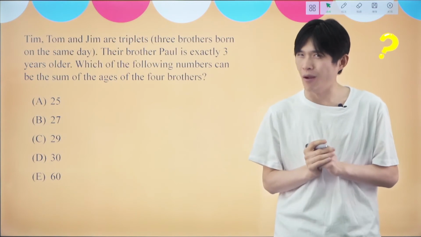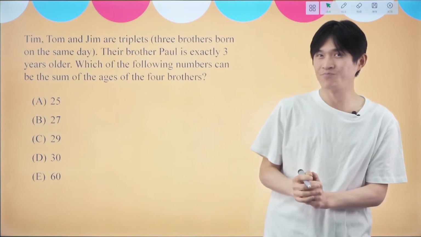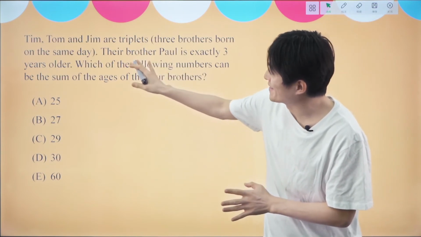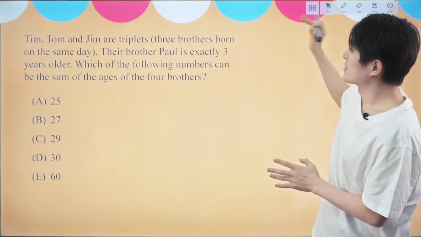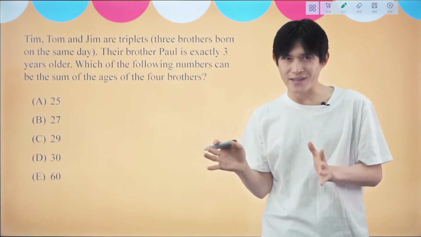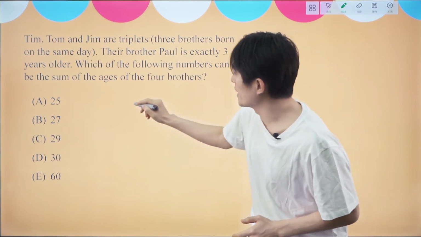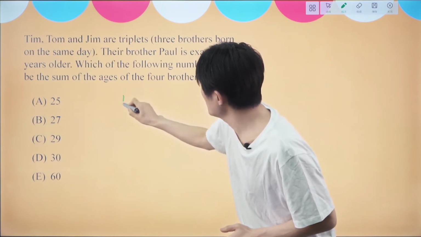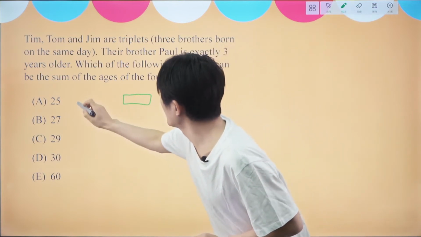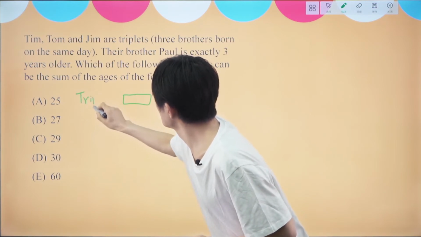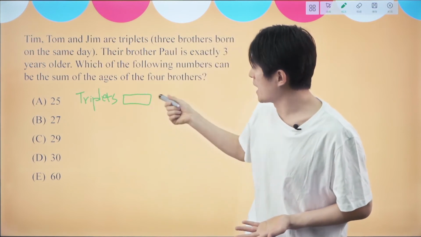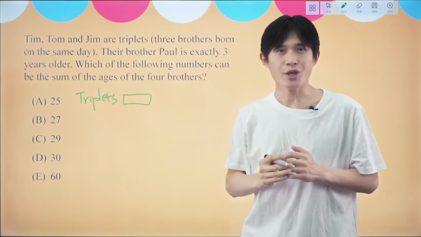How do we solve this kind of problem? We can actually draw a model. So we know that there are 3 boys with the same age. Tim, Tom, Jim. We can use 1 unit to represent the age of Tim. We can draw it here, 1 unit. And we can write triplets here. Tom's age is 1 unit. Jim's age is also 1 unit.